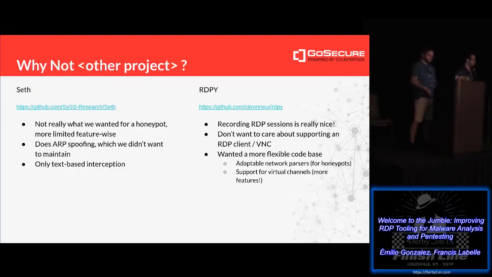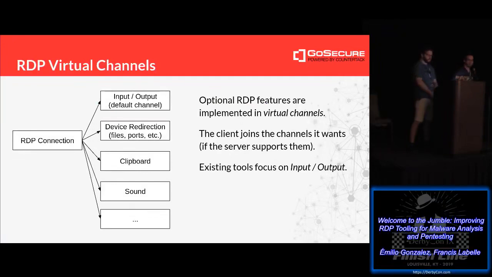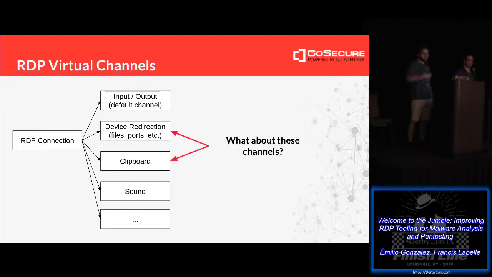So what are virtual channels? RDP connections work with logical channels, which are called virtual channels. For the mouse and the keyboard, it's the input, and the graphics output, it's the default channel. But there are several more channels for other RDP modules, such as sound sharing, clipboard sharing, and device redirection, so you can share printers, drives, smart cards, stuff like that. Existing tools, they mostly focus on the first channel, so the input and output channel, but we were mostly interested in what we could do with those channels.